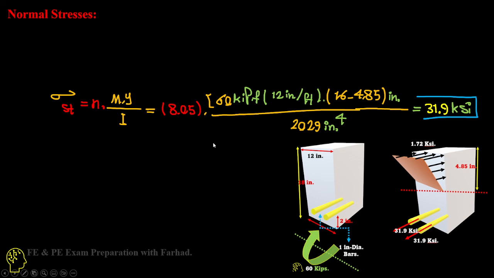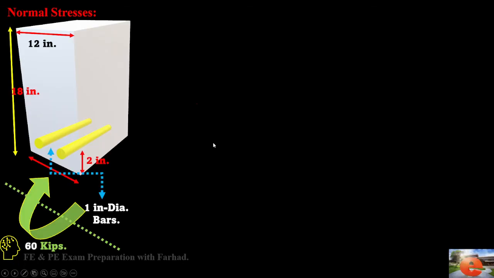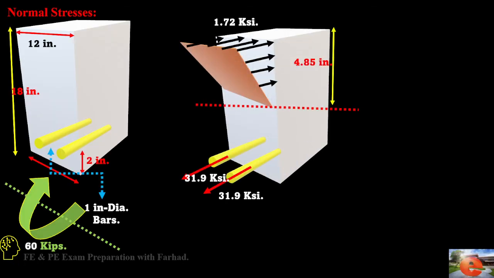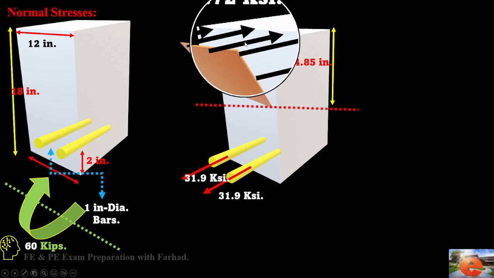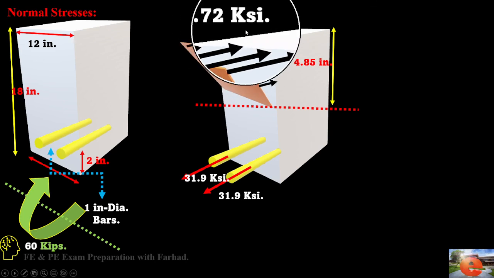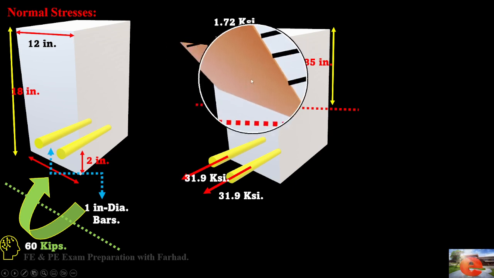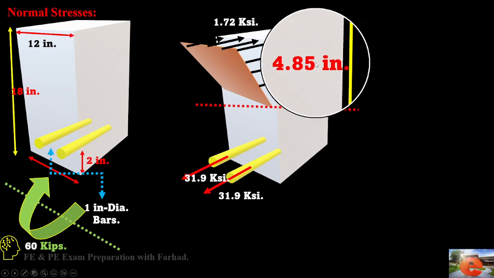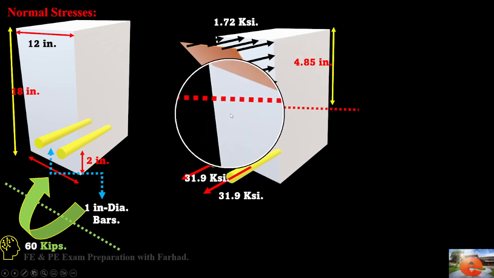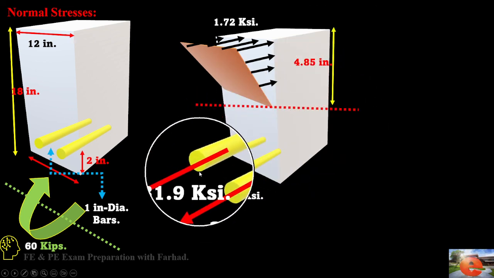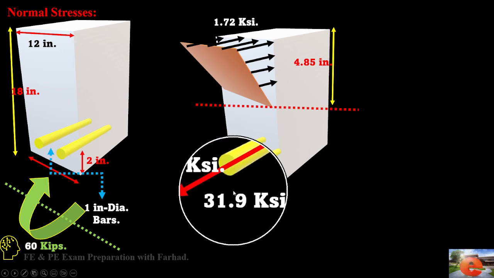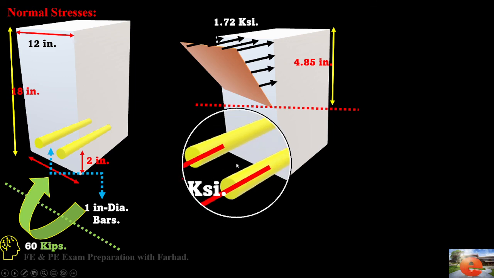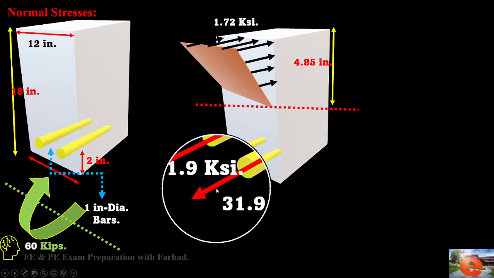If we want to show them graphically, it shows us 1.72 ksi for the compressive concrete stress at a distance of 4.85 inches from the neutral line, and each of the rebars has 31.9 ksi, and that's a tensile stress for the rebars.